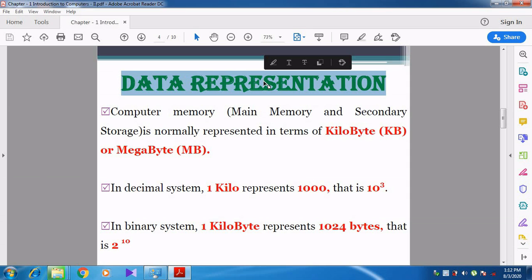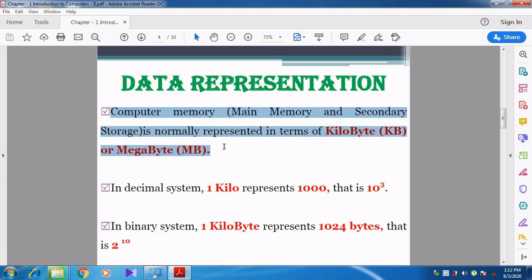In computer memory, there are two types of memory. I think you might have studied this in the first lesson. One is called primary memory and the other is called secondary memory. Here we call them main memory and secondary storage. Primary memory is otherwise called main memory, and secondary memory is otherwise called secondary storage.